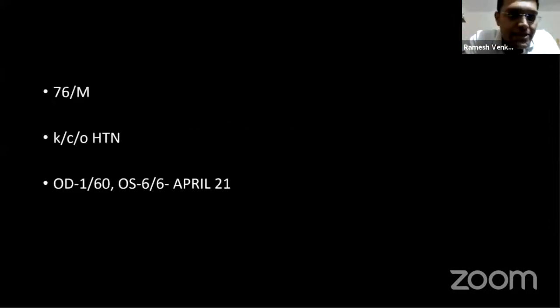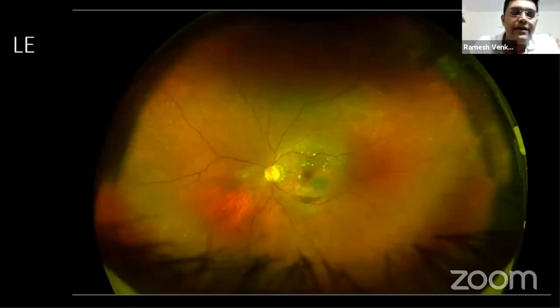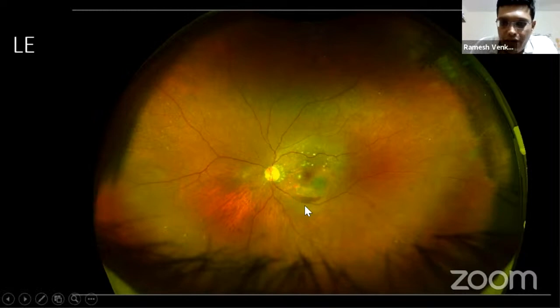So this was a 76-year-old male. He was a known hypertensive, and he presented with a visual acuity of 1/60 in the right eye and 6/6 in the left eye. This was in April 2021. The right eye basically was lost due to scarred CNVM. In the left eye, he presented with an area of subretinal bleed along the inferior arcade. And there was an area of RPE rip, which we could see inferior to the fovea. And there was a PED which was seen temporal to the fovea.